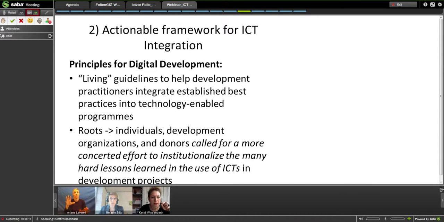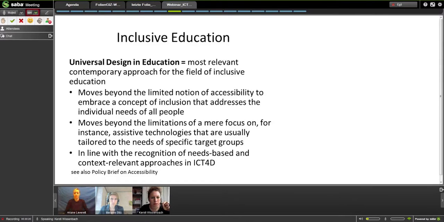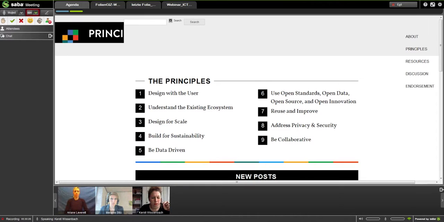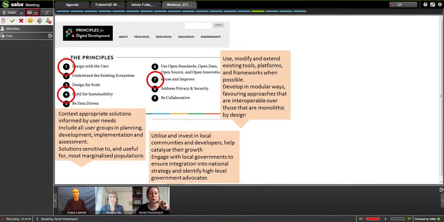Let me see if I can open it for you. Oh, no. Can you see the website? Maybe not. Otherwise, on this next slide, we have a screenshot which shows the landing page of the website of the Principles for Digital Development.